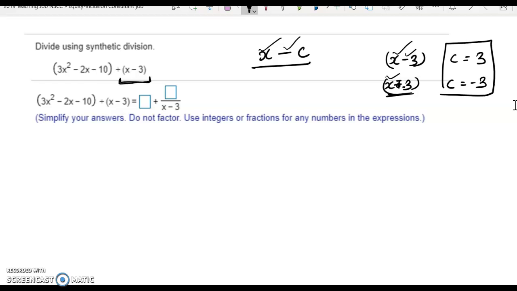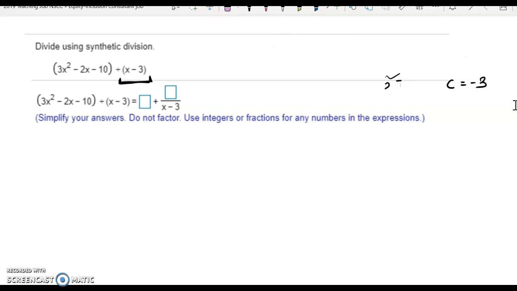In this question it's pretty straightforward because there is x minus c, so instead of c you will get 3, hence c is equal to 3. So that's the first step to do. Here x minus c verifies that c is equal to 3. Okay, that is my first step. I hope that is okay.